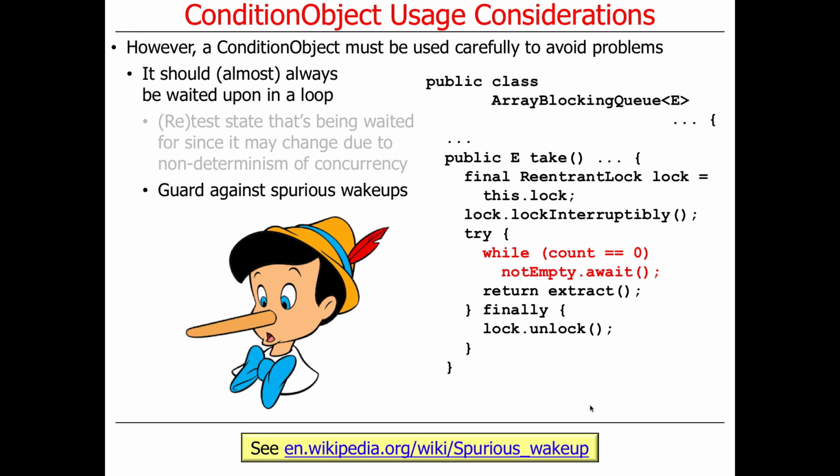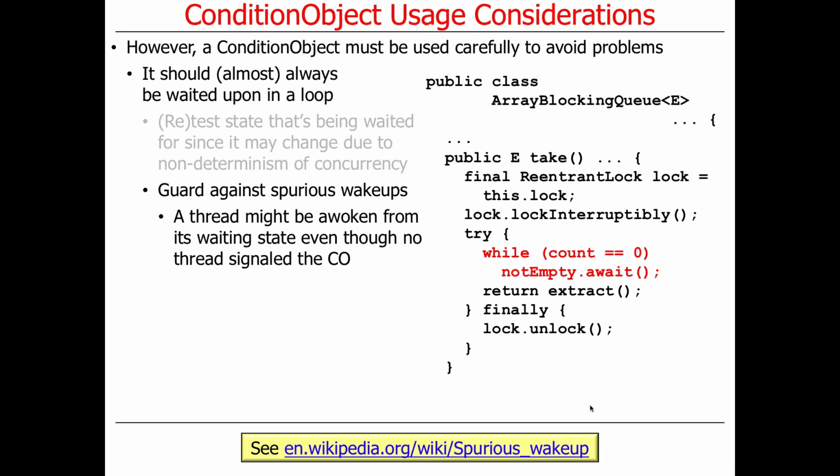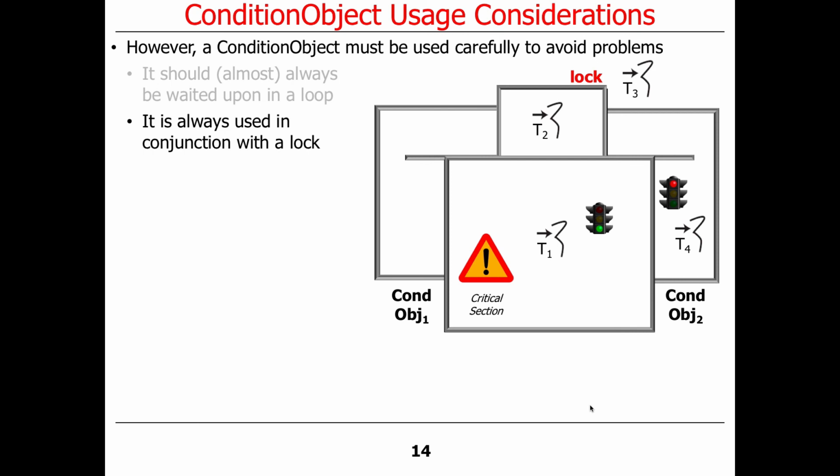Your thread can be awakened even though nobody notified it. And again, why that happens is sort of one of the mysteries of the universe. It's like stray gamma rays striking your computer and causing the bits to flip and so on. But you've got to be prepared for it. So guarding against spurious wake-ups is important, and that's called the spurious wake-up bug. What it means is that a thread could be awakened from its wait state even though no thread signaled the condition object. So you've got to guard against the spurious wake-up problem.